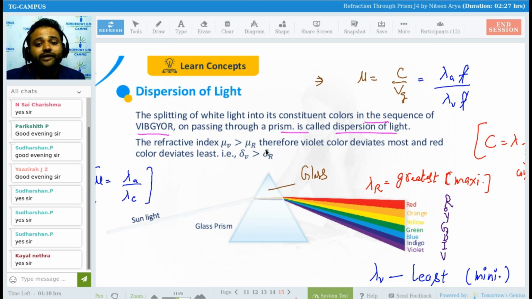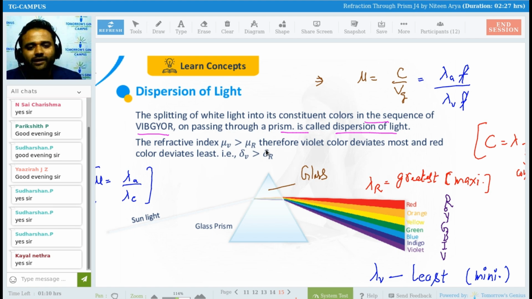So therefore violet color deviates more. Why so? Because it has the highest refractive index; for this particular color we have a larger refractive index, so it is going to deviate more. So a direct theoretical question could be: define dispersion of white light through a prism, and why violet color deviates more.